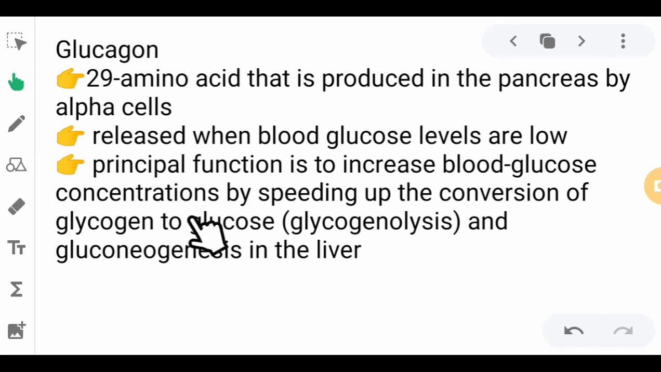Next we have glucagon. This is a 29 amino acid hormone that is produced in the pancreas by alpha cells. Alpha cells are just endocrine cells located in the pancreas, which are responsible for the production of glucagon. Glucagon is released when blood glucose levels are low. Its principal function is to increase blood glucose concentrations by speeding up the conversion of glycogen to glucose, which is glycogenolysis, and gluconeogenesis in the liver. So, the effects of glucagon are opposite to those of insulin.